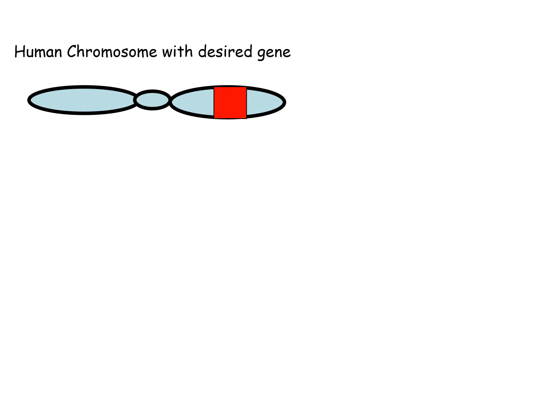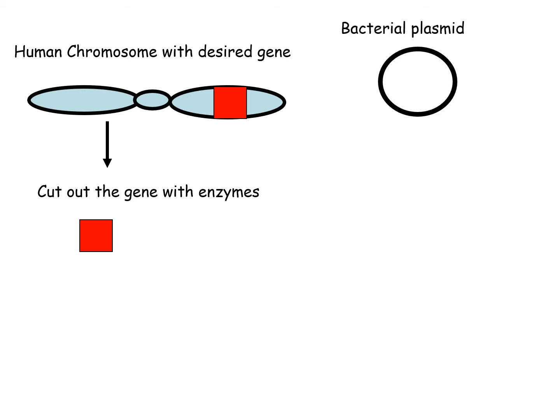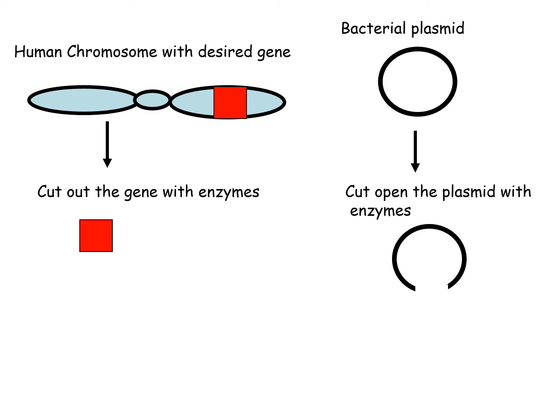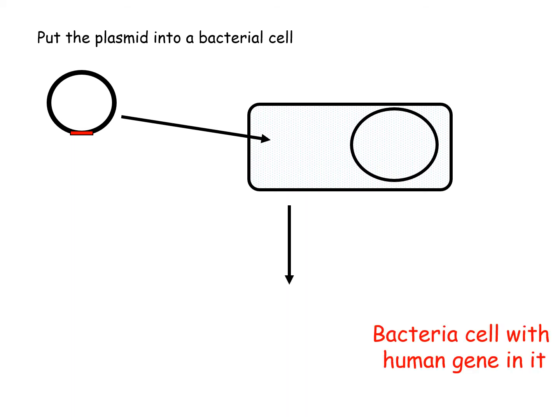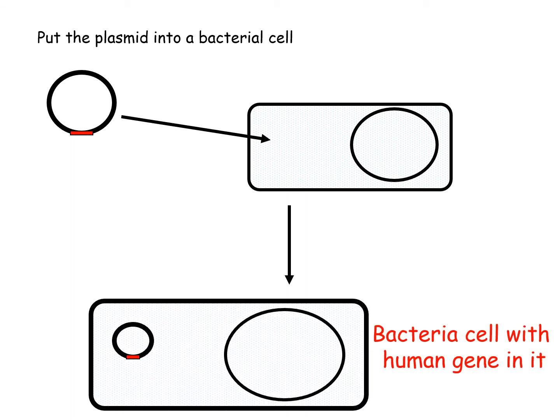So here we have the human chromosome with our desired gene in red. We're going to cut the gene out with special enzymes. So the gene is removed from a human chromosome. We're now going to remove the bacteria plasmid from the bacteria cell and cut it, and we're going to put the gene into the plasmid. Then we're going to put the altered plasmid with the human gene back into a bacteria cell. And we can see the altered plasmid there.